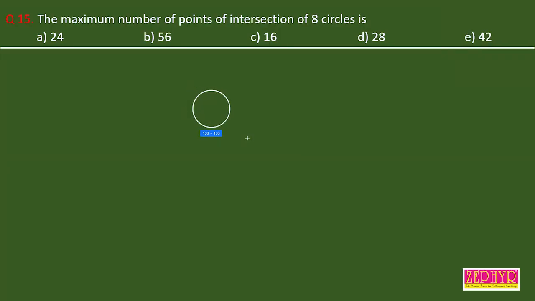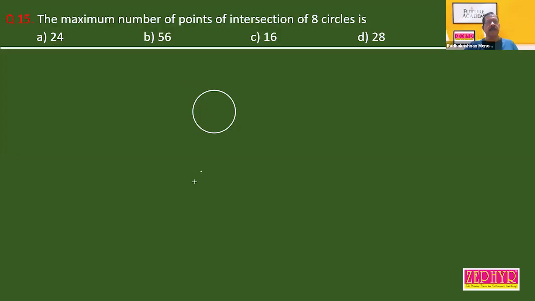Sir, option B. Option B is correct. The answer is 2 into 8C2. Why? Because if you consider any 2 circles, you will be getting 2 points of intersection.